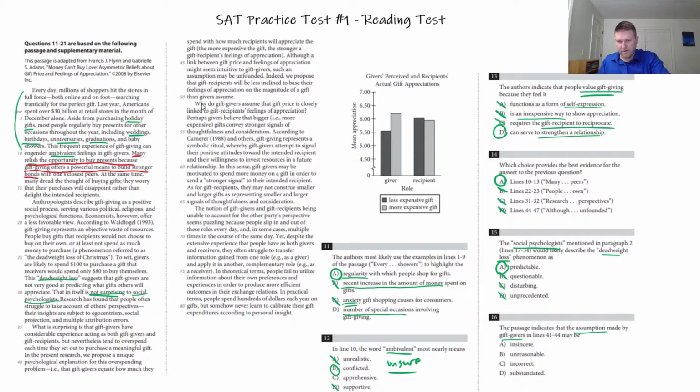So let's actually start here, because this is going to help for the next question. Why do gift givers assume the gift price is closely linked to gift recipients' feelings of appreciation? Perhaps givers believe that bigger, more expensive gifts convey stronger signals of thoughtfulness and consideration. We've talked about this. According to Kammerer and others, gift giving represents a symbolic ritual whereby gift givers attempt to signal their positive attitudes toward the intended recipient and their willingness to invest resources in a future relationship. In this sense, gift givers may be motivated to spend more money on a gift in order to send a stronger signal to their intended recipient.